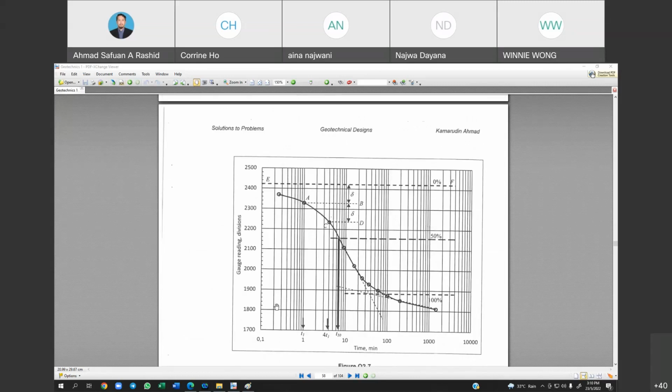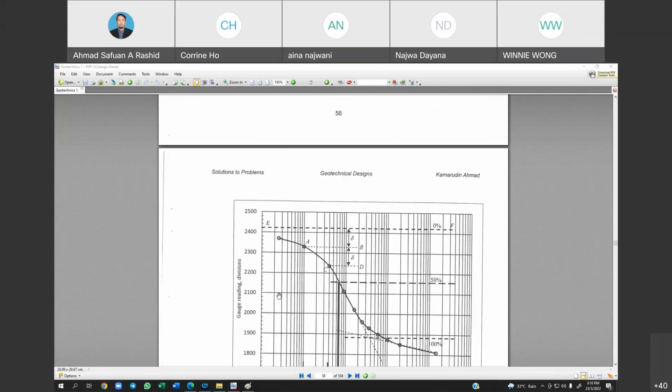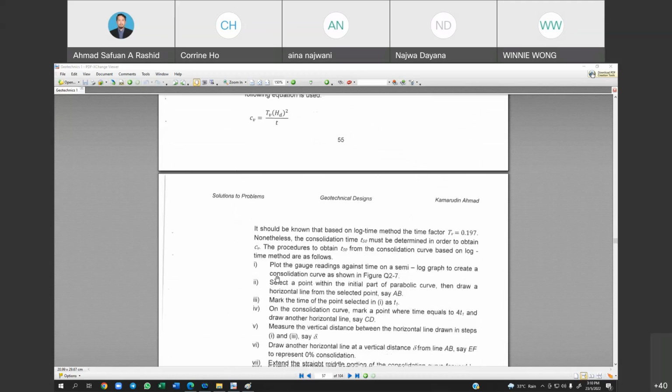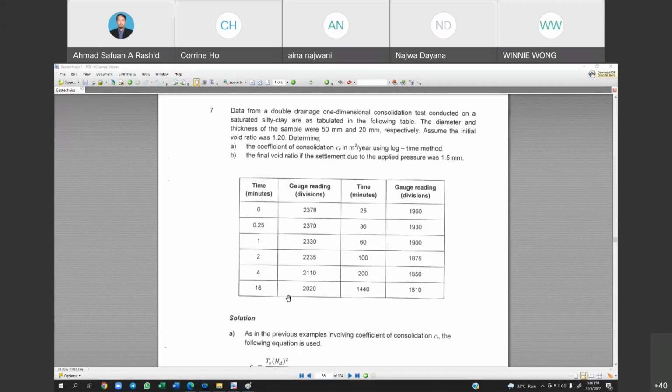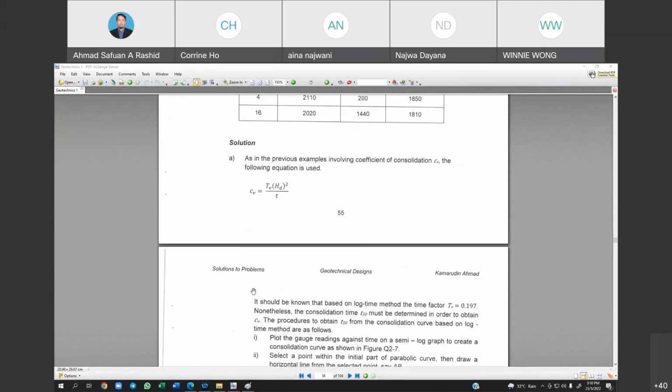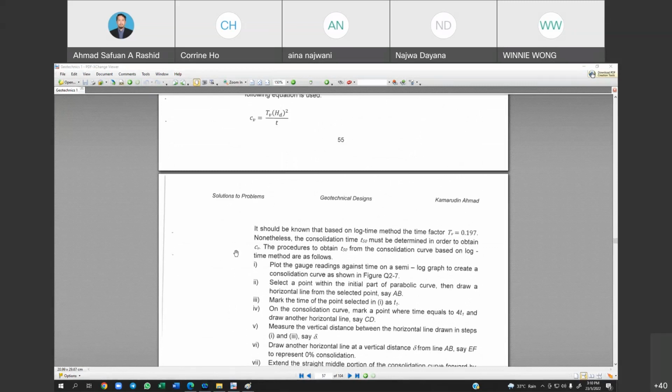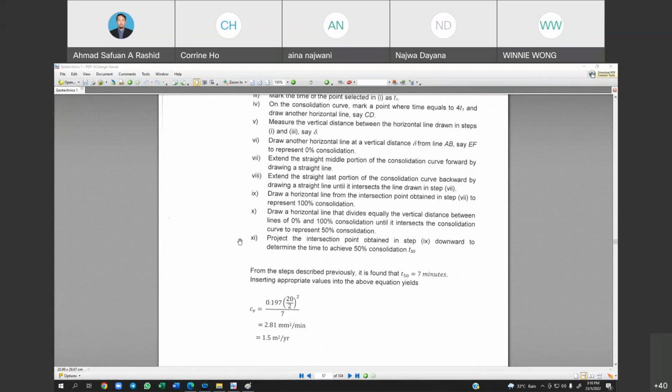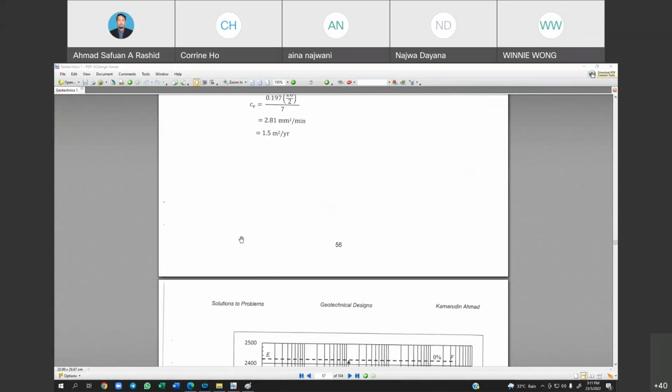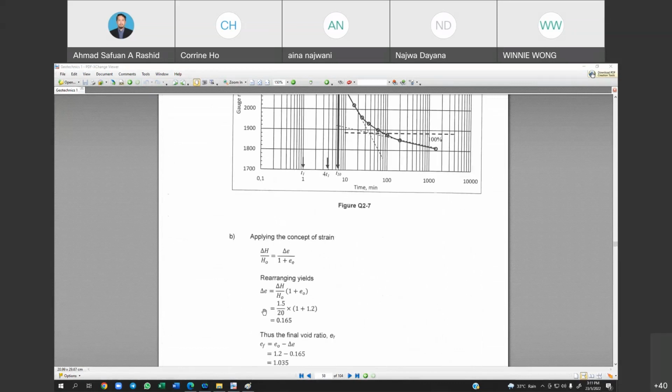Then the B question: the final void ratio if the settlement due to the applied pressure was 1.5. I guess we use the first example based on the strain approach, the strain concept. So delta H over H naught equals delta E over 1 plus E naught.